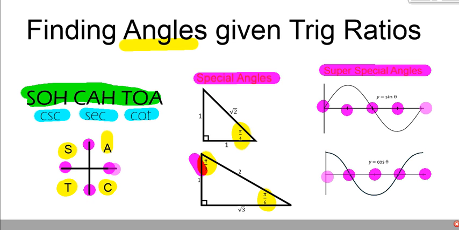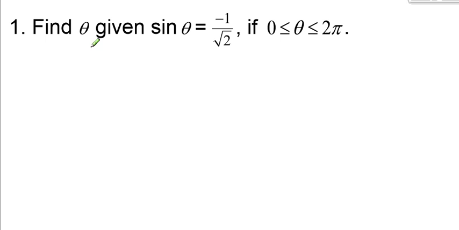So let's go ahead and do a question. Find theta given sine theta equals -1 over root 2 if theta is between 0 and 2 pi. So obviously it's important that we know where to look for an answer. It says to look only between 0 and 2 pi, and that's really significant because there are technically an infinite number of correct answers if this wasn't specified.